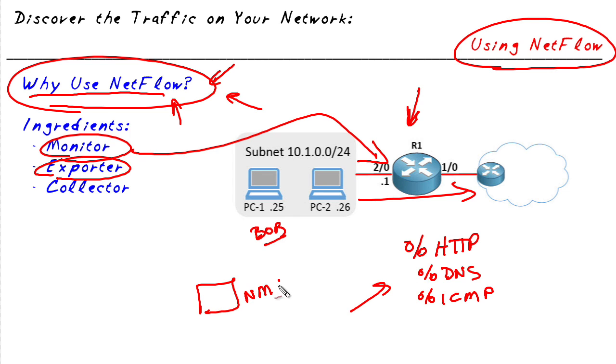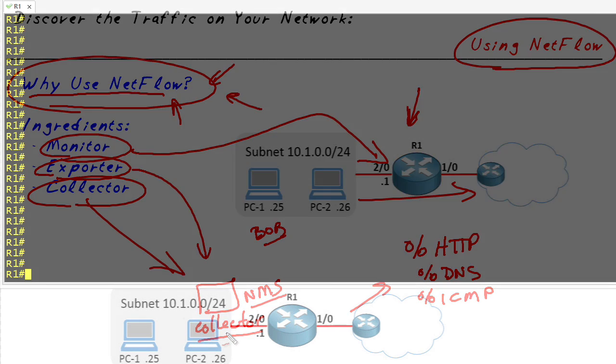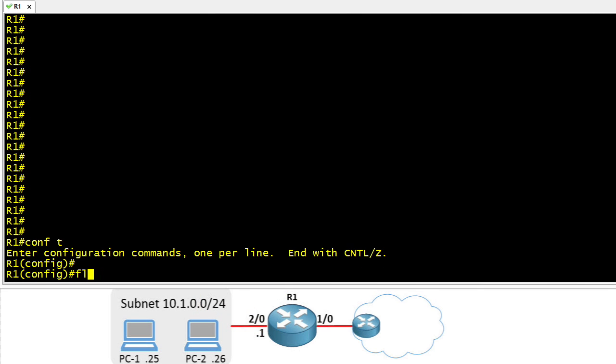So here's our network management system right here. And as the exporter sends these records over to the network management system, this network management system is going to be running some software called a collector, which can then work with that data and draw beautiful graphs and create reports to reflect what's happening on our network. The actual configuration of Netflow is pretty simple.